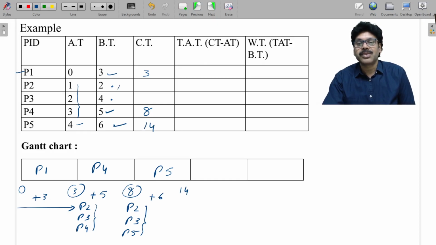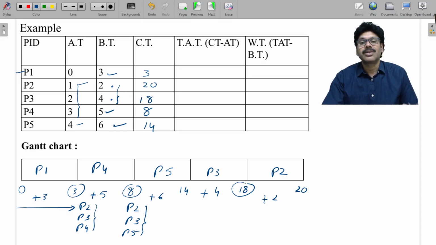Then among the rest of the processes, P3 has the longest burst time and is executed for 4. The only remaining process is P2, which, though it arrived at time 1, is given the lowest preference. So it is executed last. This is how to perform longest job first scheduling.